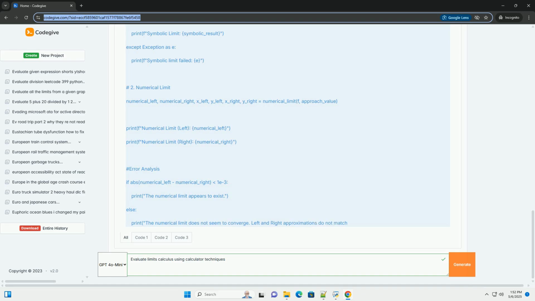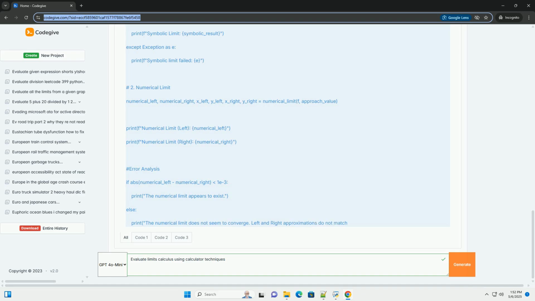3. Graphing method. Press window, and set Xmin, Xmax, Ymin, Ymax to appropriate values, for example Xmin equals -1, Xmax equals 1, Ymin equals 0.8, Ymax equals 1.2. Press graph and observe the graph. Press 2nd plus trace, calc, choose 1, value. Enter x equals 0.001. Enter x equals -0.001. The y values are close to 1.